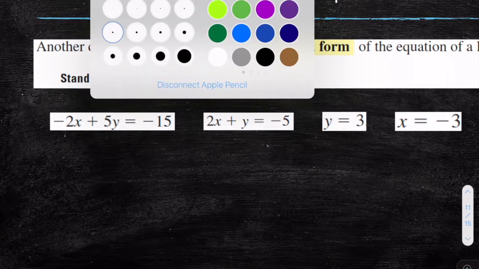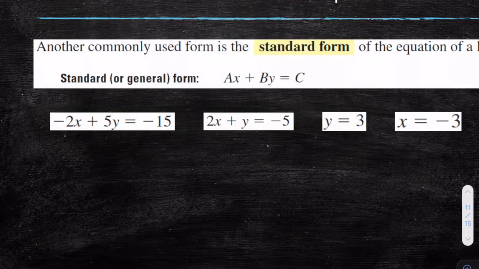So let's take a look at each one of these cases right here. In this case, A is -2, B is 5, and C is -15. In the next equation, look at what we have here. A is +2, B is 1, C is -5. So there's a couple of different cases there of lines. Now here's another case right here.